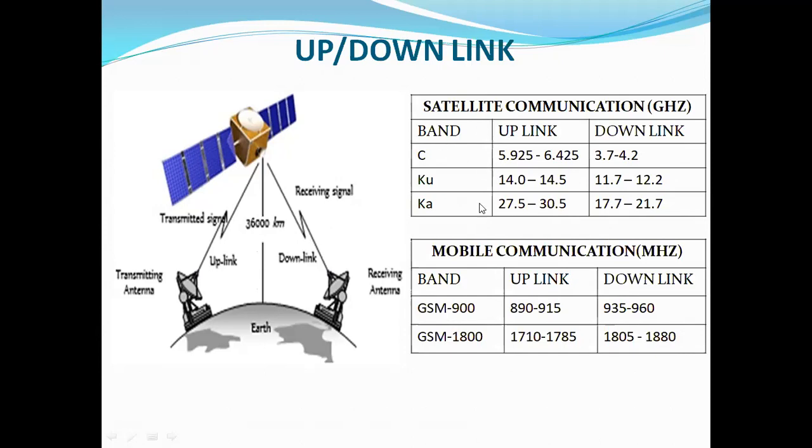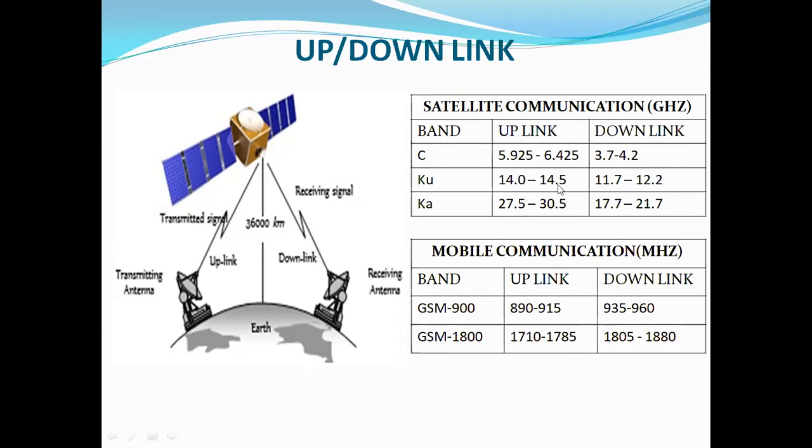You can see it from here. We have taken the example of three basic satellites operating on C band, Ku band, and Ka band. Uplink frequency is a bit higher than downlink frequency. For a C band satellite, uplink frequency is near about 6 gigahertz and downlink is near about 4 gigahertz. For a Ku band satellite, uplink is 14 gigahertz and downlink near about 12 gigahertz. For Ka band, it is 27.5 to 30.5 uplink and 17.7 to 21.7 downlink.